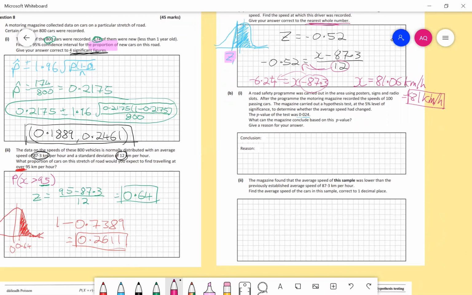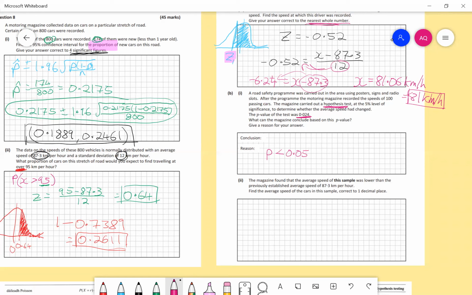So it says a motor magazine recorded the speed of 100 passing cars. Okay, they have a hypothesis test. First thing that is important, a 5% significance level is normal. And they say the p-value is 0.024. Okay, what can we conclude about this p-value? So the p-value is less than 0.05. That's our reason, first of all. Because the p-value is less than 0.05, you would reject the null hypothesis.